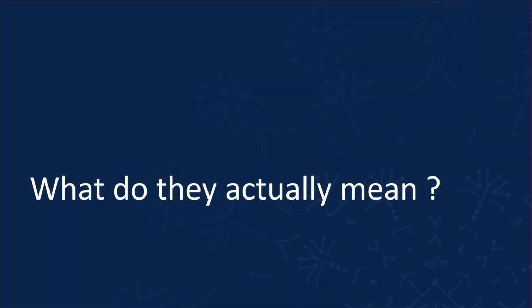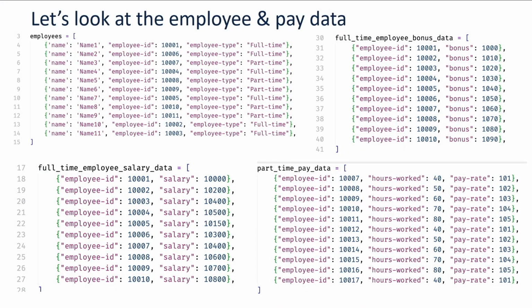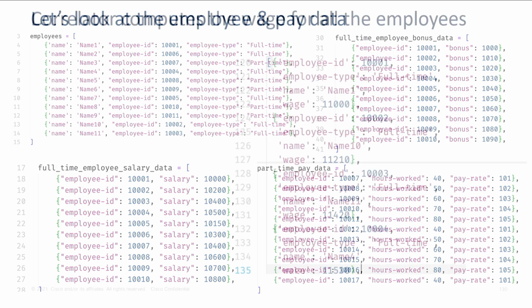So let's see what all those three steps actually mean. We'll take this example where, in a company, we have two types of employee. Let's say, for example, full-time employee and part-time employee. And in the first box, sorry.